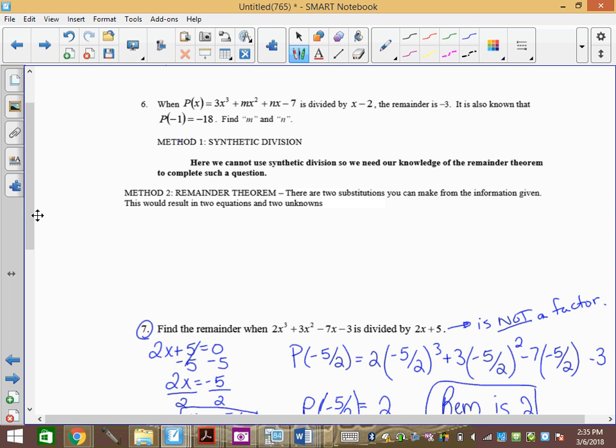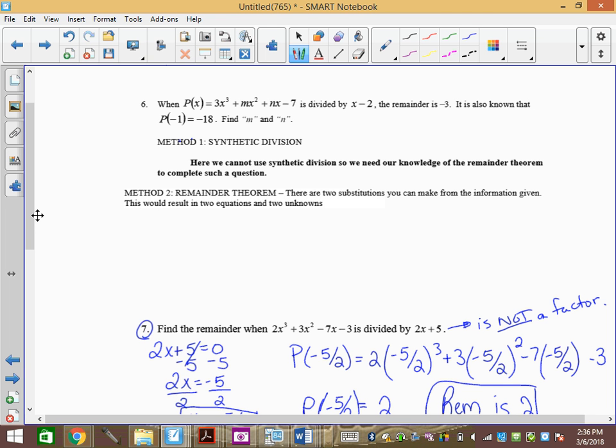So in this case, write this down, when p of x equals 3x cubed plus mx squared plus nx minus 7, so we're missing an m and an n in this case, is divided by x minus 2, the remainder is negative 3. It is also known that p of negative 1 equals negative 18. Find m and n. So in the past, we were only given one factor, one remainder, but we were only missing one variable. In this case, we're missing m and n. We're missing two variables, so we need two factors technically, two divisors, which you're dividing by, and remainders.